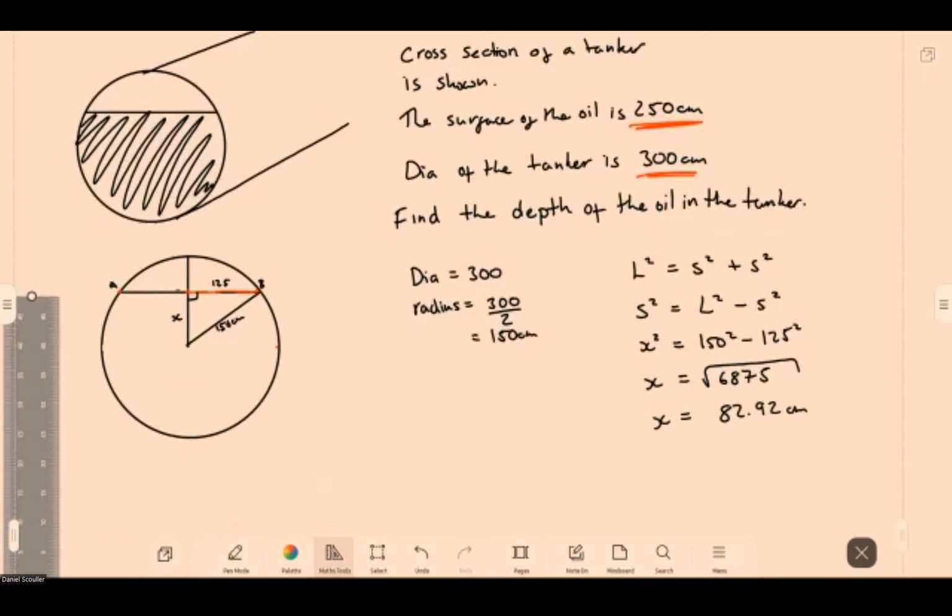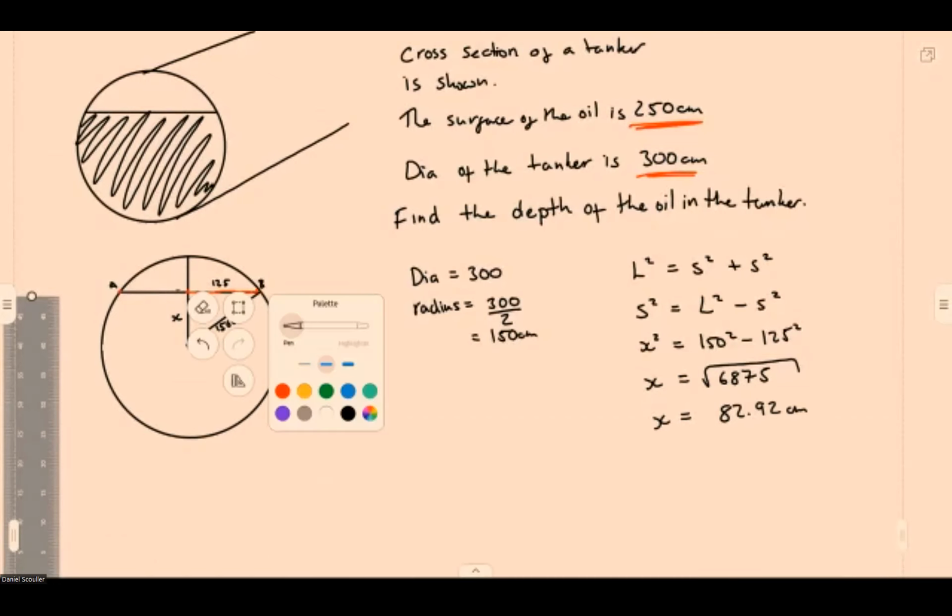That's not the end of this question. What I found out there is from that point there to the centre of the circle, that distance. That's 82.92.